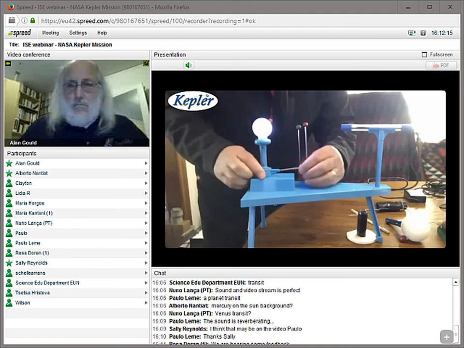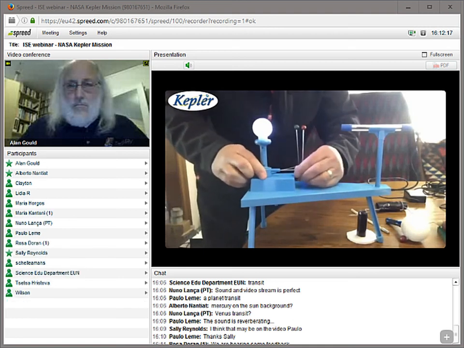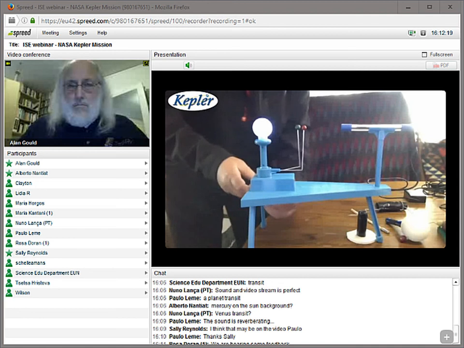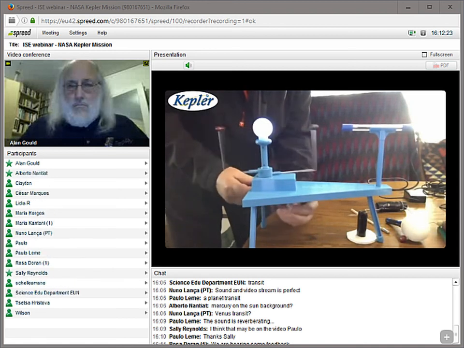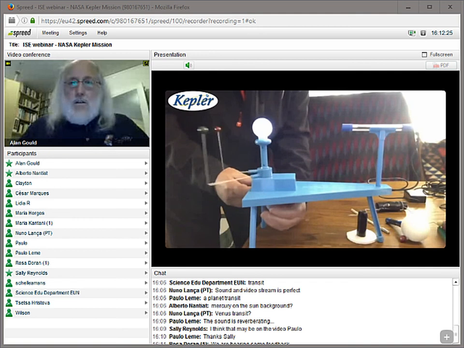This particular model also has an extra planet on it. So this is a two-planet model, and they go around at different speeds. Don't change the video, because this still image I want to refer to.